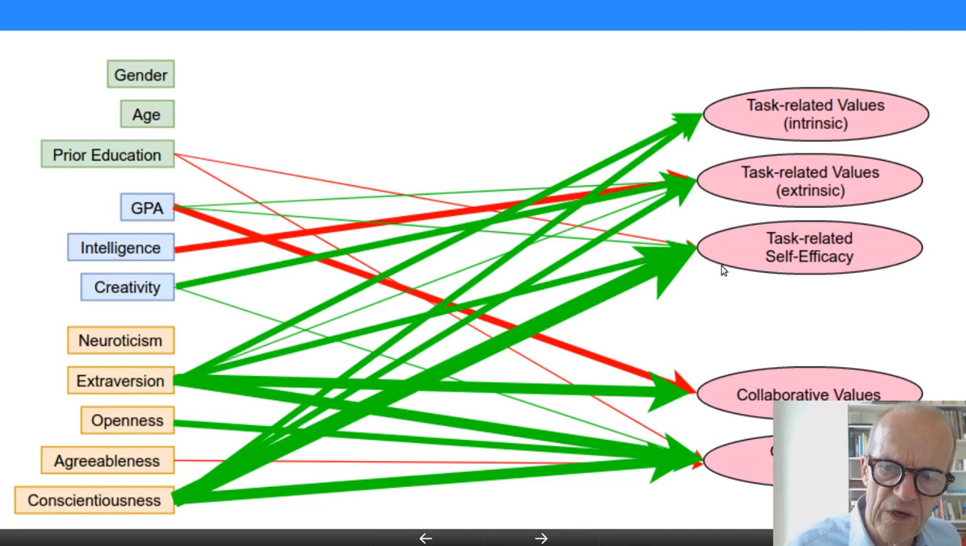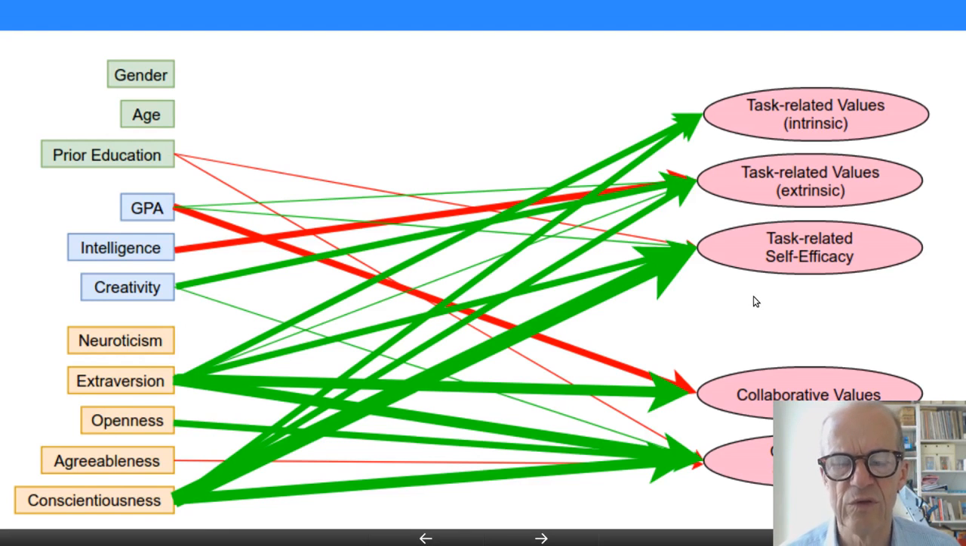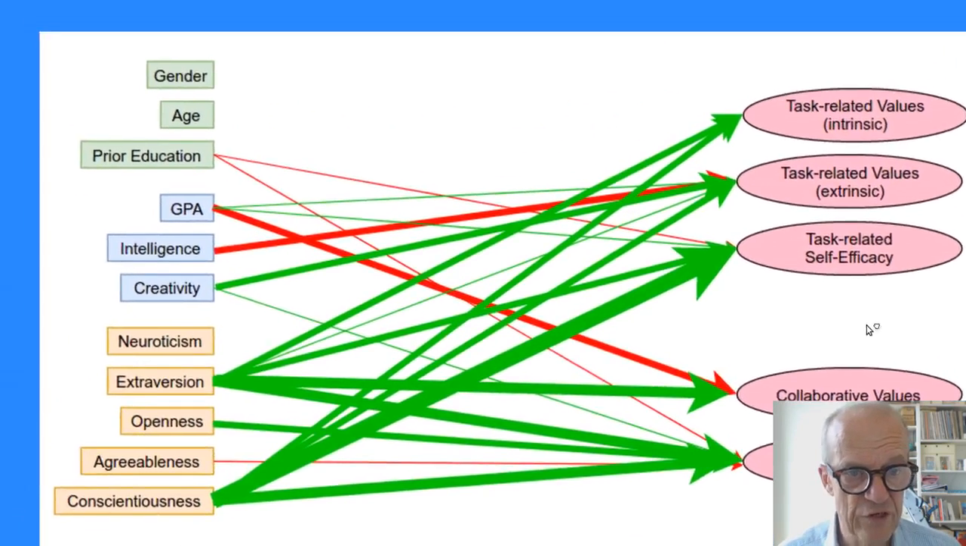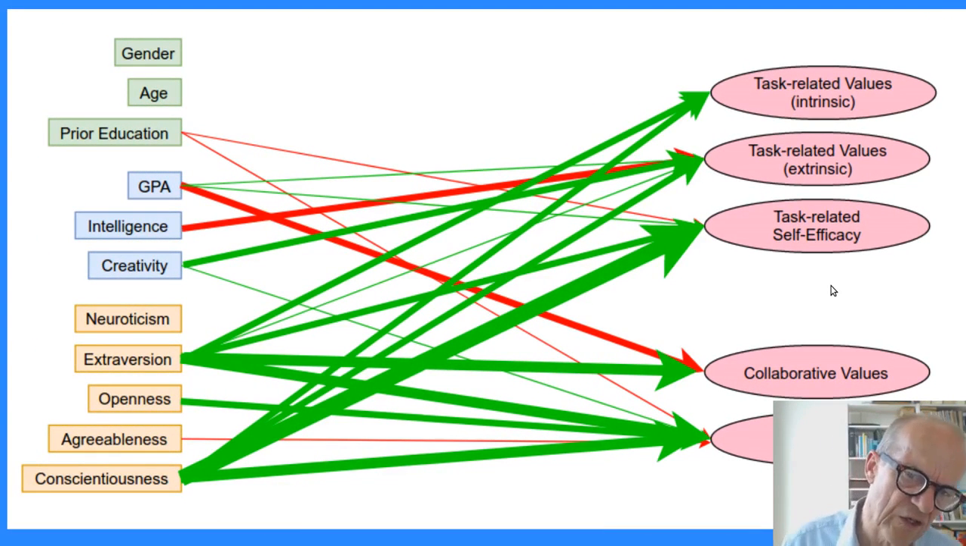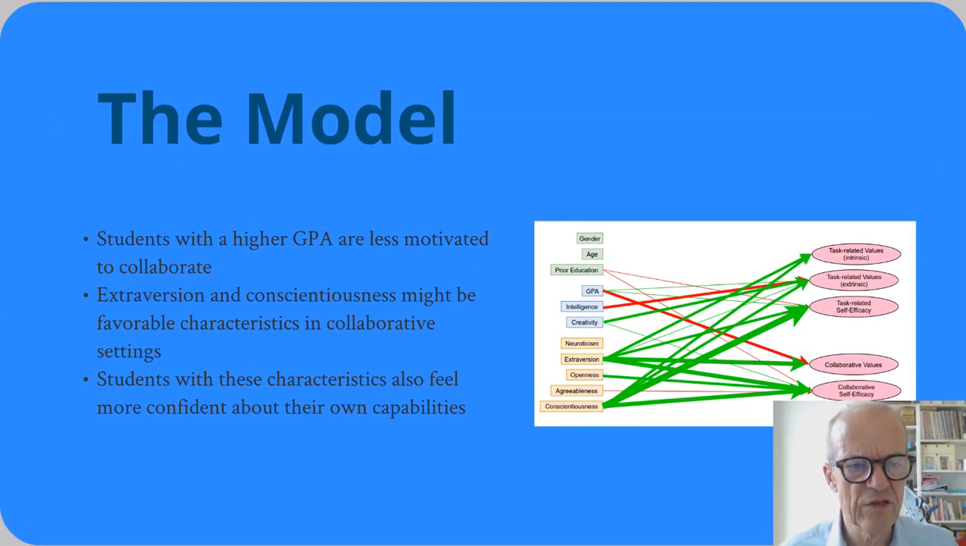So a very strong positive influence on self-efficacy. The higher the conscientiousness score was, the higher people considered themselves as able to complete the task and the collaboration part of the task. And extraversion also influenced positively the values, intrinsic and extrinsic, of the task, and also the perceived value of collaboration. So you see there is indeed some, well, here are the major conclusions.